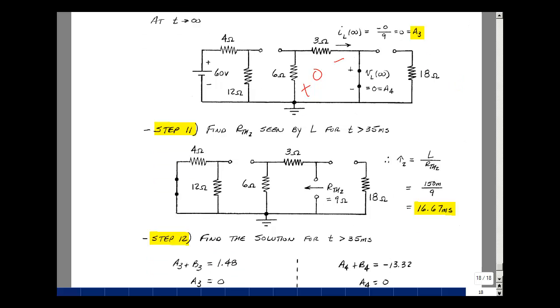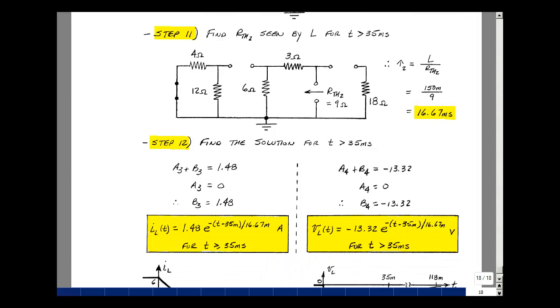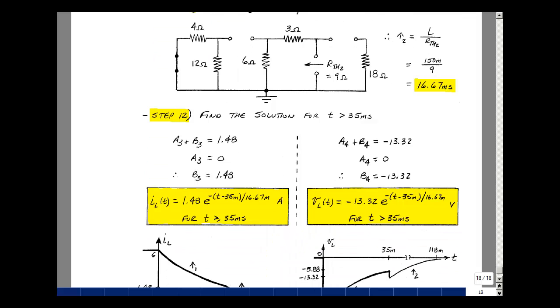Our next step would be step 11. That's finding the Thevenin resistance seen by the inductor for t greater than 35 milliseconds. So we have our first switch open some time ago. Here's our second switch open. Now looking back, we just see 9 ohms. L, which is 150 millihenries, divided by 9 is 16.67 milliseconds. So now we can do our step 12, which is again our 6th step done twice.